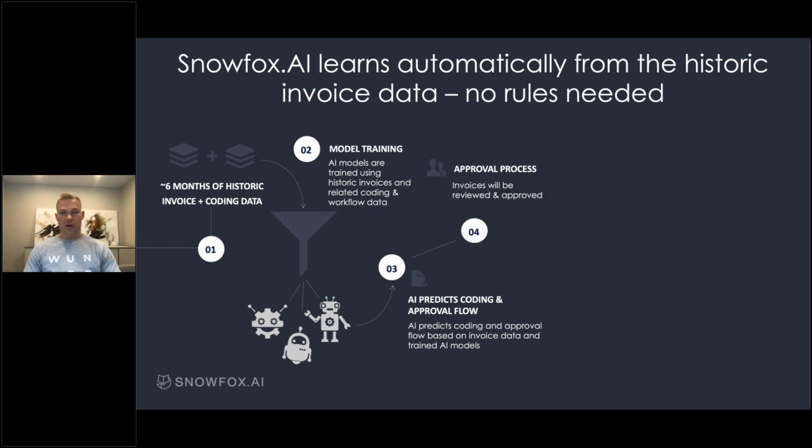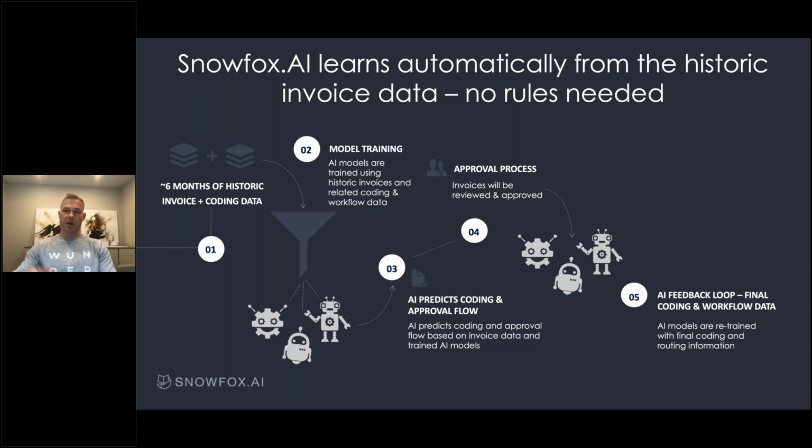Then the invoices will go through your normal approval process. So somebody will review the invoices, somebody will approve the invoices. And if for some reason AI predicted any value incorrectly, let's say the cost center was predicted incorrectly, the reviewer pays attention that, hey, this cost center is not correct. It's very important that they correct and replace the value with the correct one. Because after the invoices are approved, they're ready to be paid and booked, we are actually getting back from AI as a feedback loop the final codings and final workflow data.